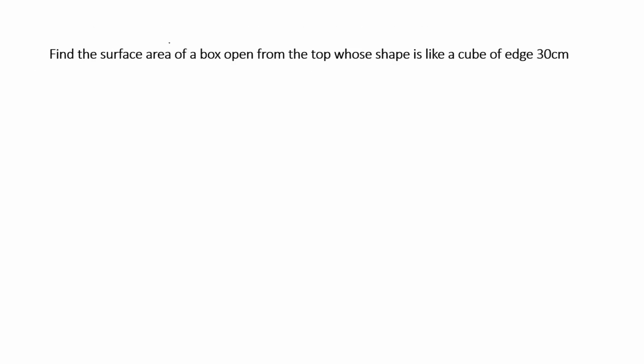Okay. Now in this question, coming to second question, find the surface area of the box open from top whose shape is like a cube of edge 30 centimeters. It is clearly mentioned that the box is open at the top.